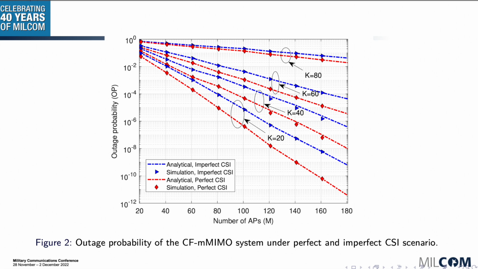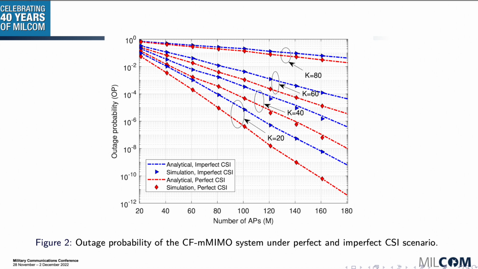It is observed that the outage probability degrades significantly for imperfect CSI with 20% channel estimation error when compared to the perfect CSI, which is like 0% channel estimation error. Furthermore, we can also observe that as the number of access points, that is M, increases, the performance degradation of the system decreases. That means the system performs better when M increases.